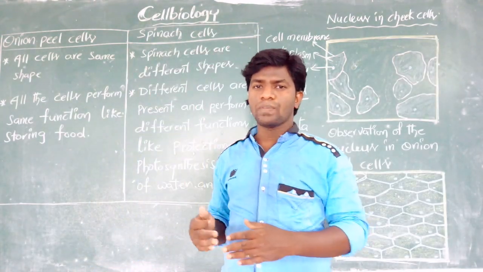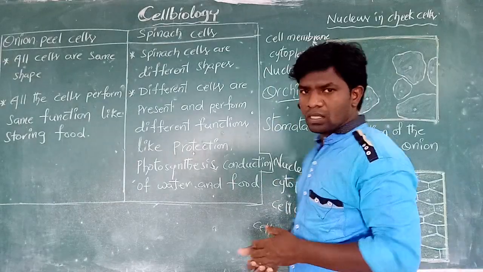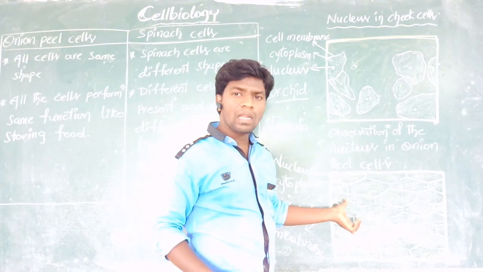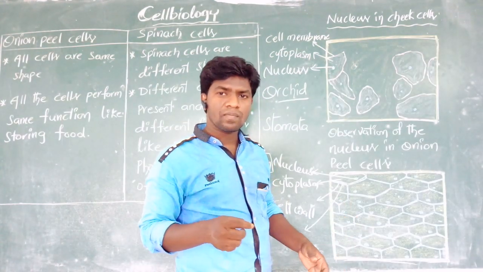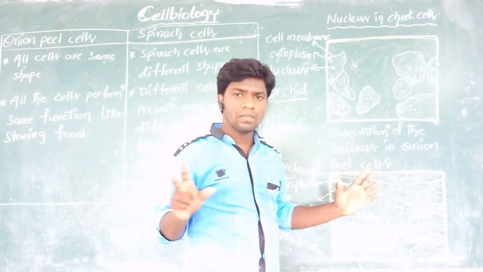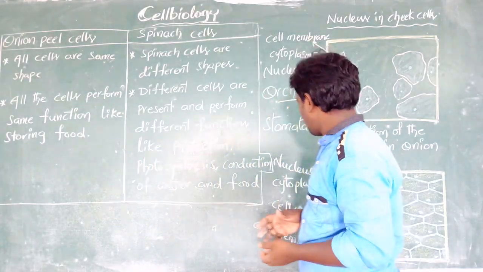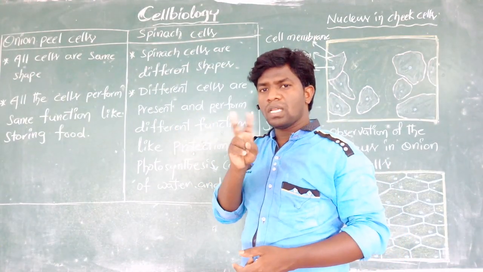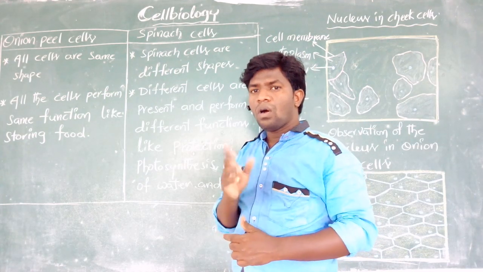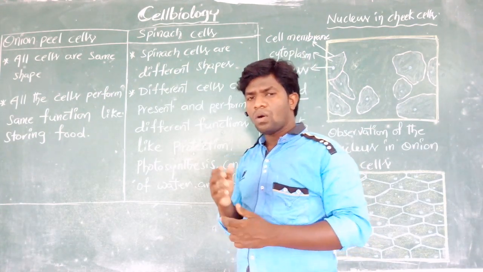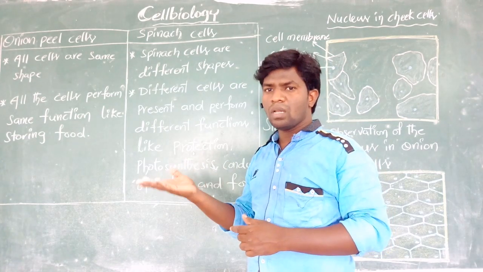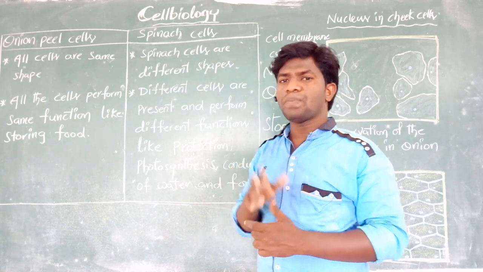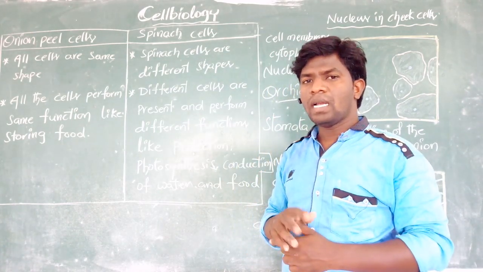Okay, before going to the next topic, this is the plant cell. These are the animal cells. I am asking you, are all plant cells the same shape? Similarly, look at this table. I observed two differences between onion peel cells and spinach cells. Onion is also a plant product. Onion peel cells are plant cells, and spinach cells are also plant cells.